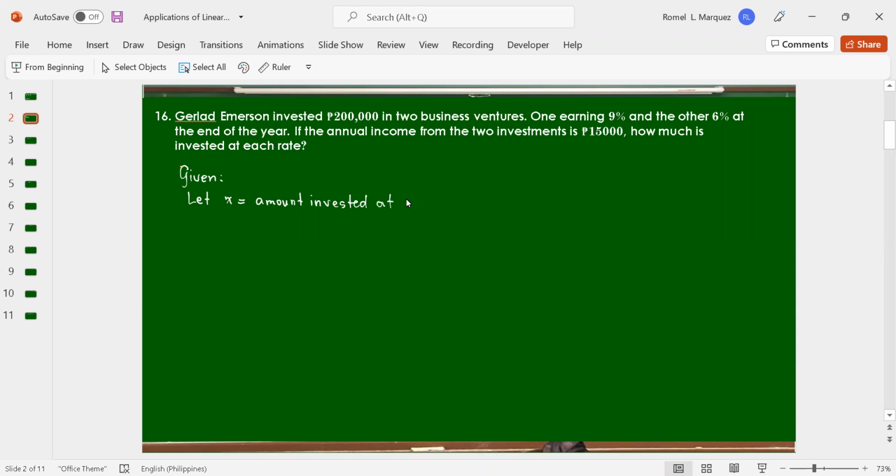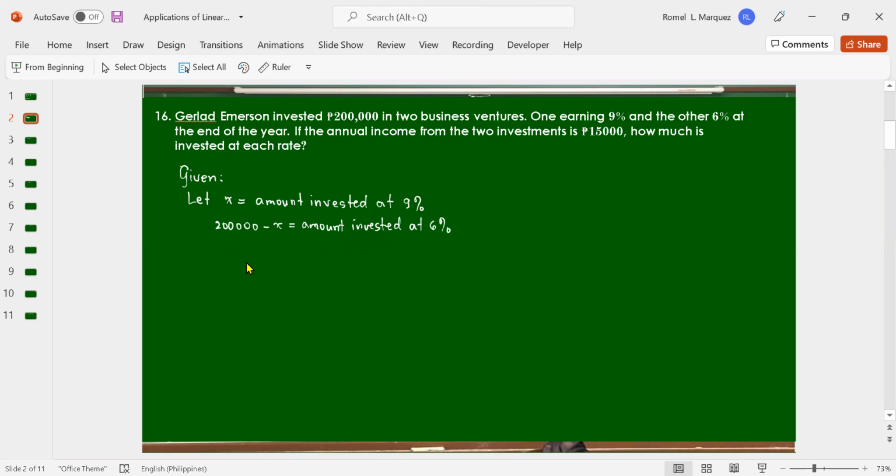at 9% interest rate. Okay, at 9%. So that is the amount invested in the investment earning 9%. So how much is the total investment? 200,000, no? So what is left? 200,000 minus X is the amount invested for the remaining, I mean for the other rate, no? So invested at what rate this time? At 6%. Okay, guys?